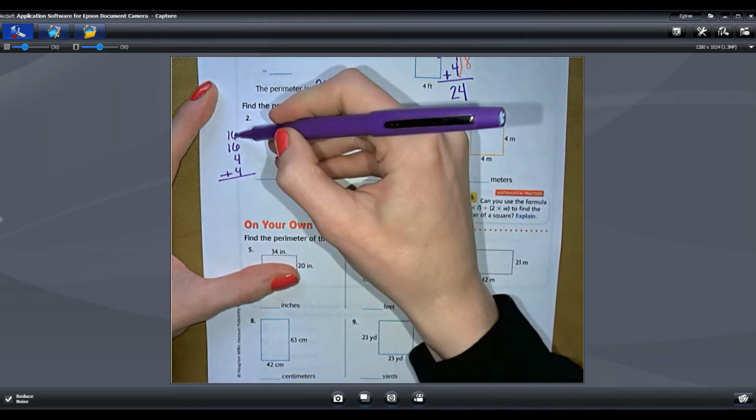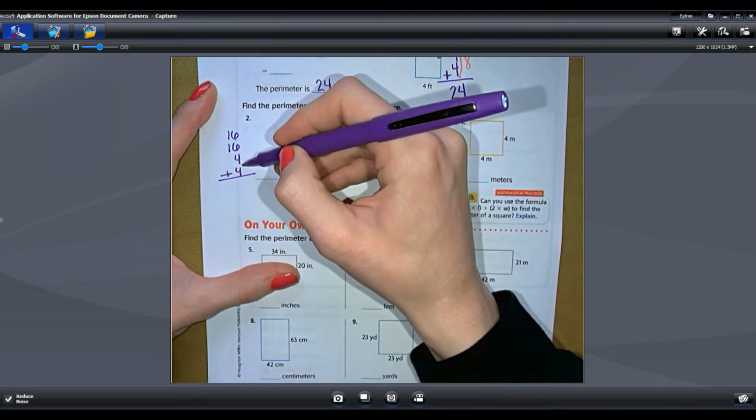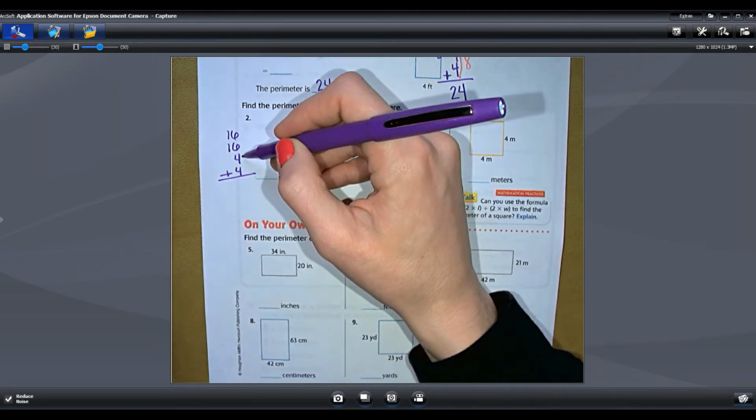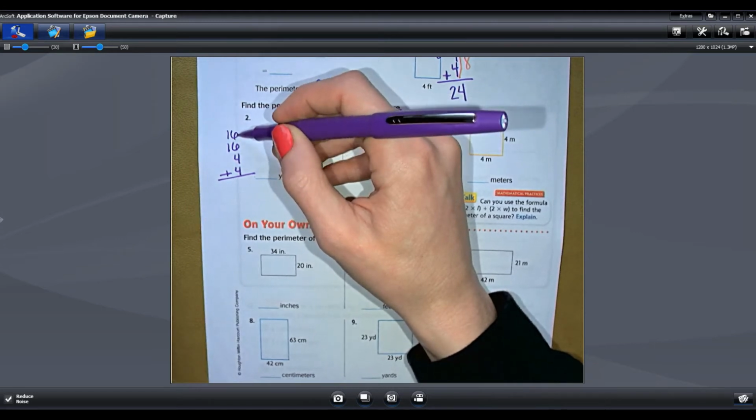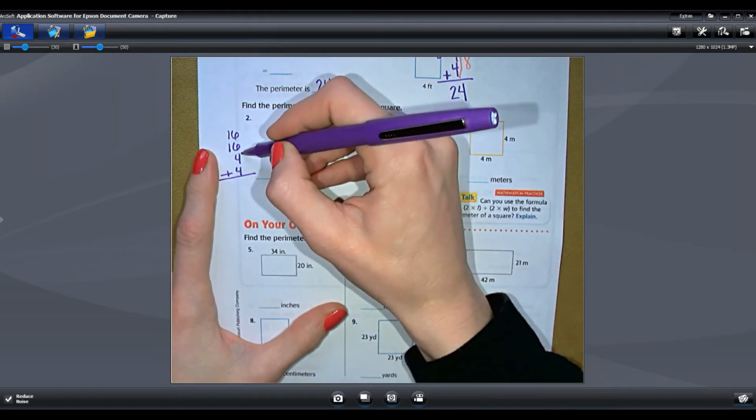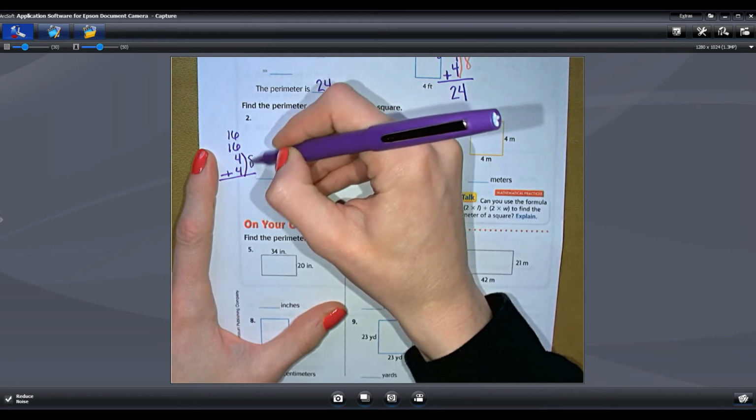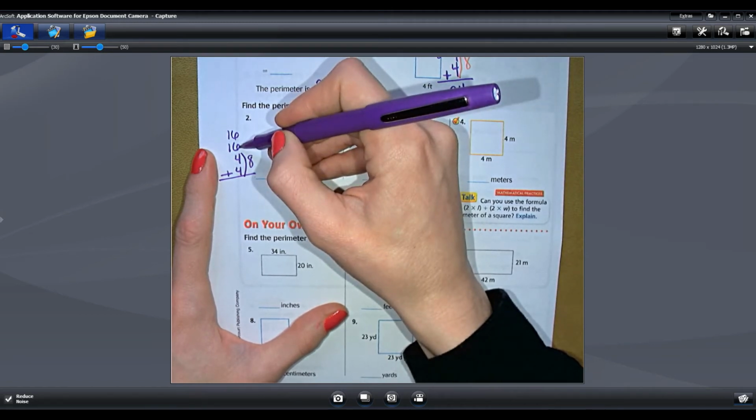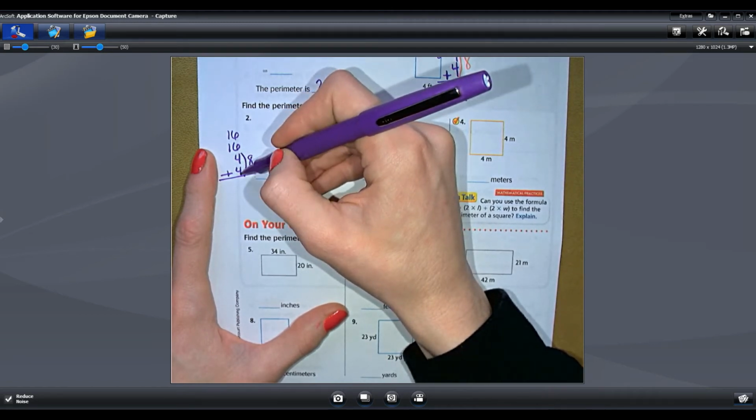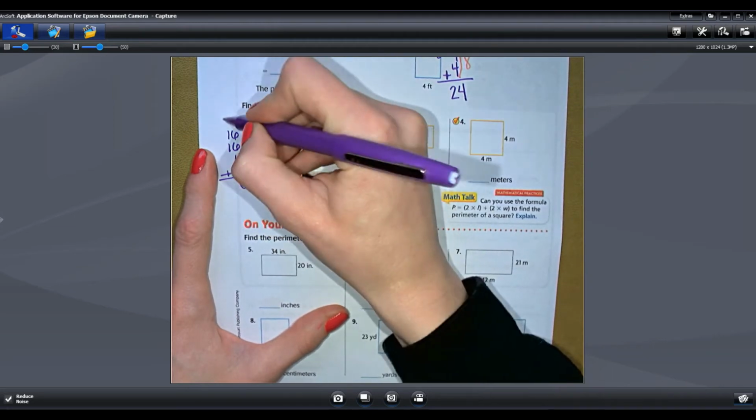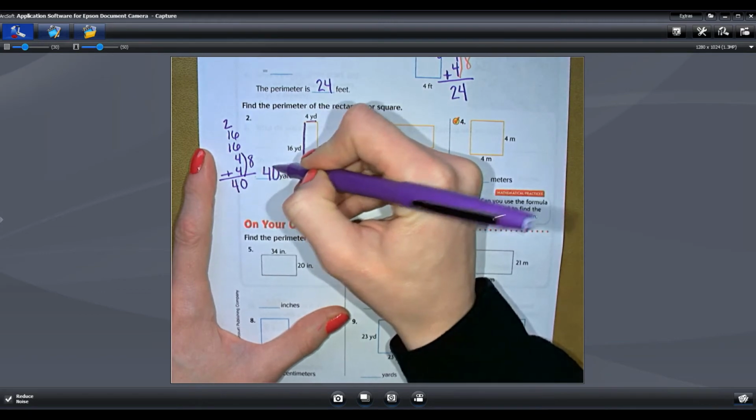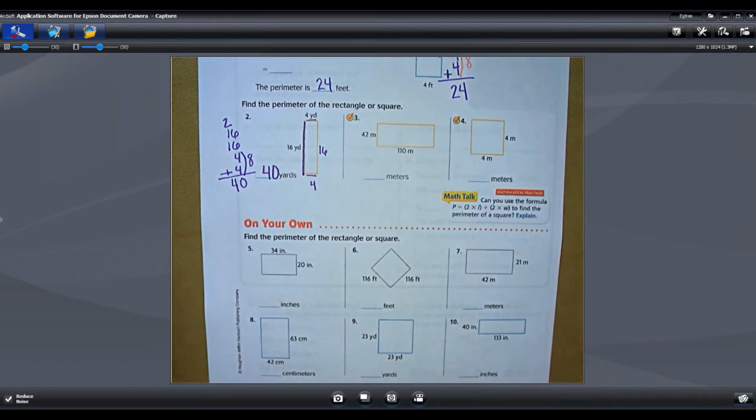Okay, 6 plus 6 is 12, plus 4 more. Well, okay, you could do it either way. I'd say these 4 plus 4 is 8. 6 plus 6 is 12. 8 more is 20. Okay, you could do it either way. 6 plus 6 is 12. 4 more is 16. 4 more is 20. Doesn't matter. 2 plus 2 will give me 4. So I have 40 yards. Okay, 40 all the way around.